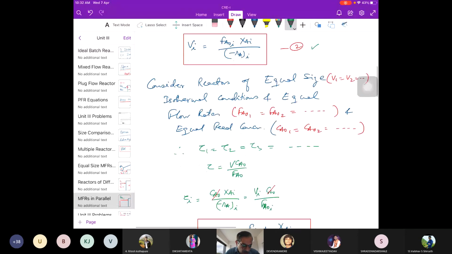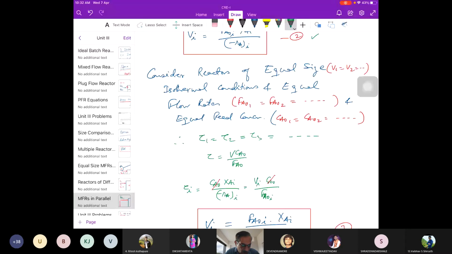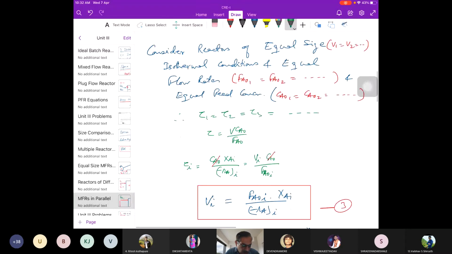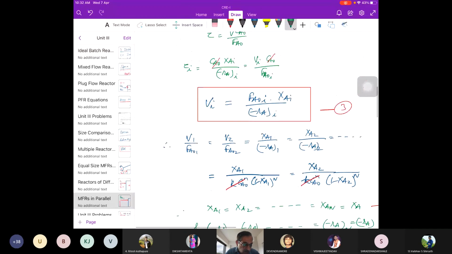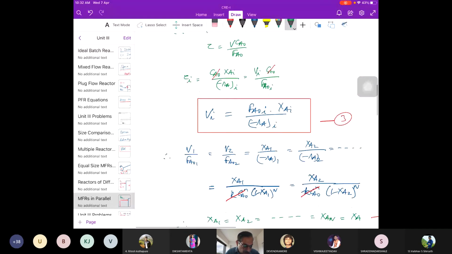Right? So tau 1 equal to tau 2 equal to tau 3. So tau is equal to V CA naught upon FA naught. And from the same equation you can get this. That was done earlier, right? So V1 upon FA naught is equal to V2 upon FA naught 2, and so on, right?